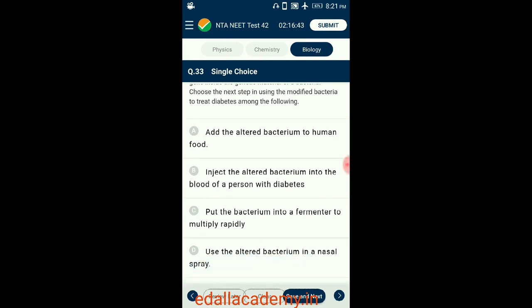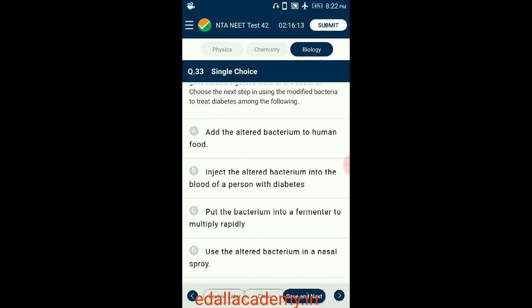Human insulin can be produced via genetically engineered bacteria having the human insulin gene added to its plasmid. Once the modified bacteria has been developed, it can be commercially mass produced in a bioreactor. The insulin produced can be purified after extraction via the various downstream processing. Using the altered bacteria directly may cause undesired reactions to the diabetic patient.